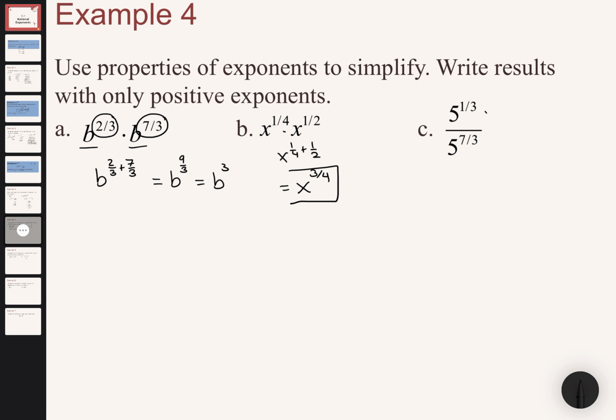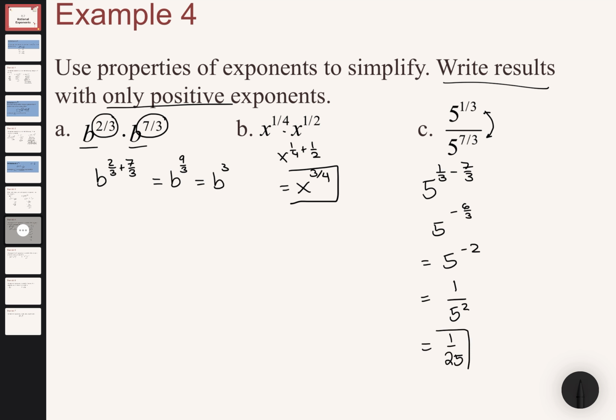Okay, this one over here. What's the rule when I am dividing and I have the same base? I would want to subtract. So 5 to the 1/3 minus 7/3 is going to be 5 to the negative 6/3. 6 over 3 is 2, so 5 to the negative 2. But they said write results with only positive exponents, so I need to use my negative exponent rule and rewrite that as 1 over 5 squared. 5 squared is just going to be 25, so 1 over 25.